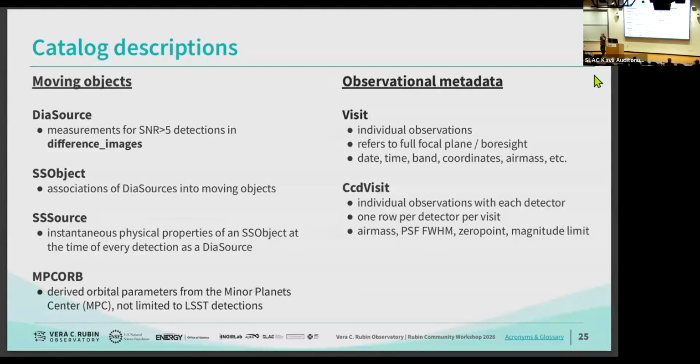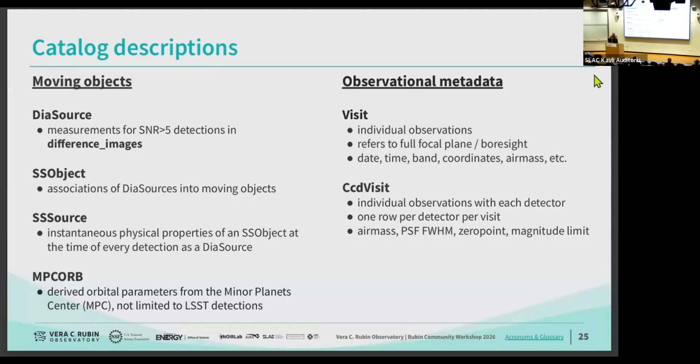Right, and we do detect and measure and associate measurements of solar system objects as well. So the moving objects, they initially appear in the difference images. So they're in the DIA source catalog, but then you'll see there's a SS object, solar system object, and solar system source table. And we also make available the MPC orb, which is the Minor Planet Center catalog of known objects.